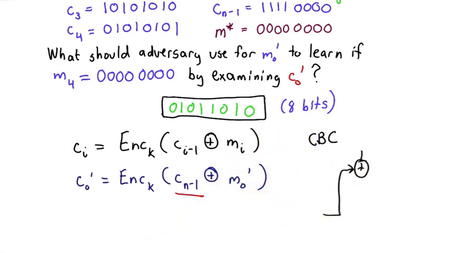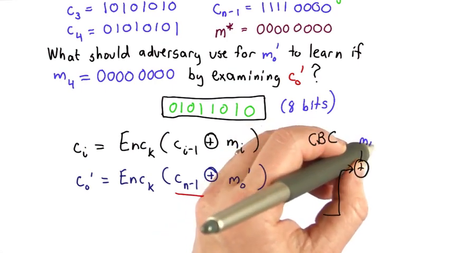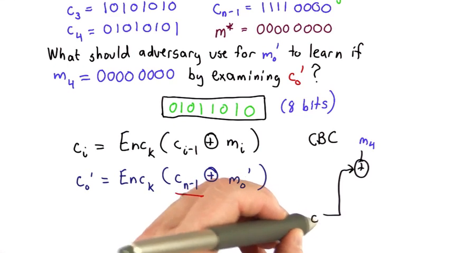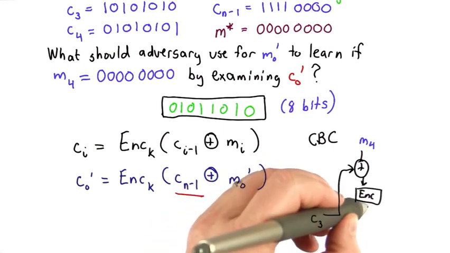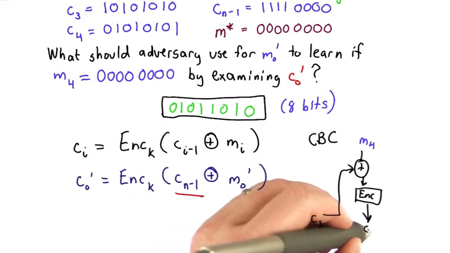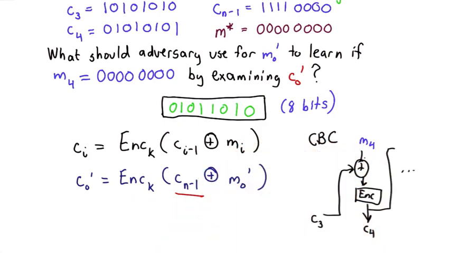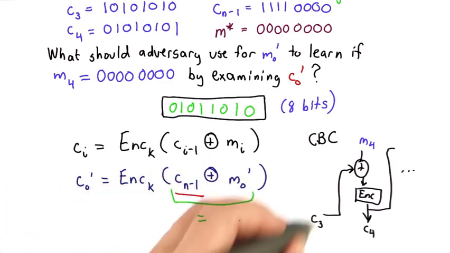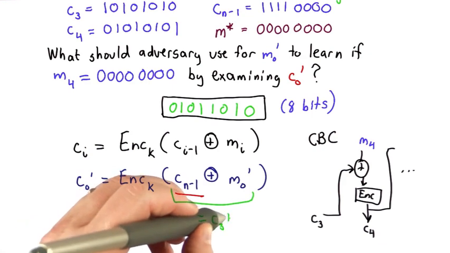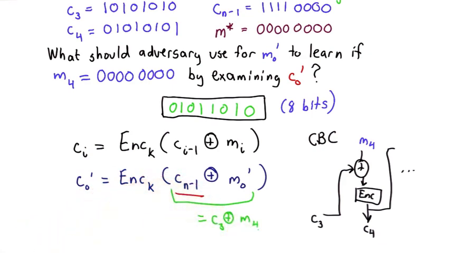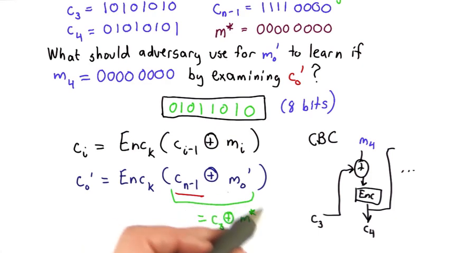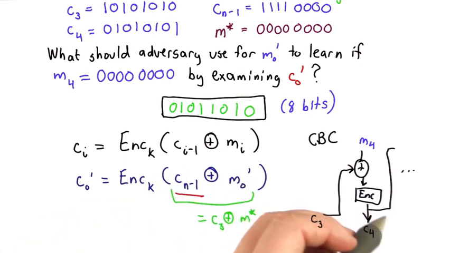CBC worked, if we want to learn the value of M4, well, M4 was encrypted in the original message using the value here. This was ciphertext 3, the previous ciphertext block, and that was encrypted, and it produces output ciphertext block 4. So if we can make the value of this equal to the result of C3 XORed with M4, well, we don't know M4, but we can make it our guess for M4.